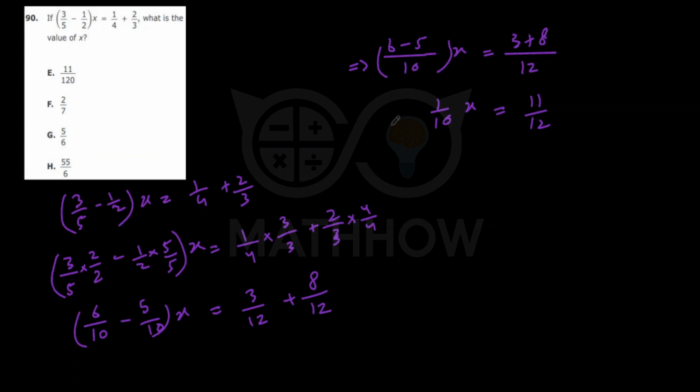Multiplying with 10 on both sides, this will become x, and 2 6s are 12 and 2 5s are 10. Multiplying with the numerator, this will be 55 over 6. So the correct answer will be option A.